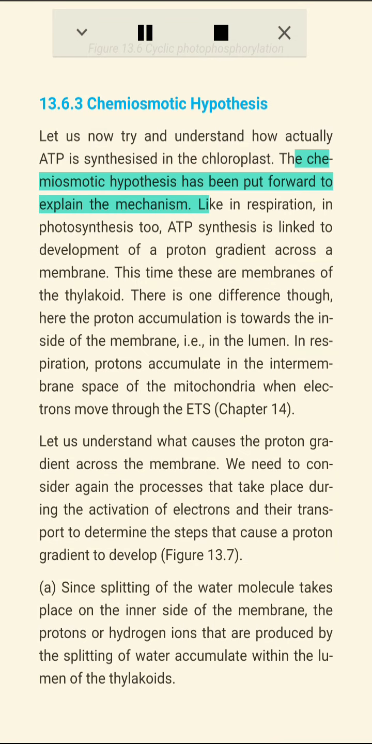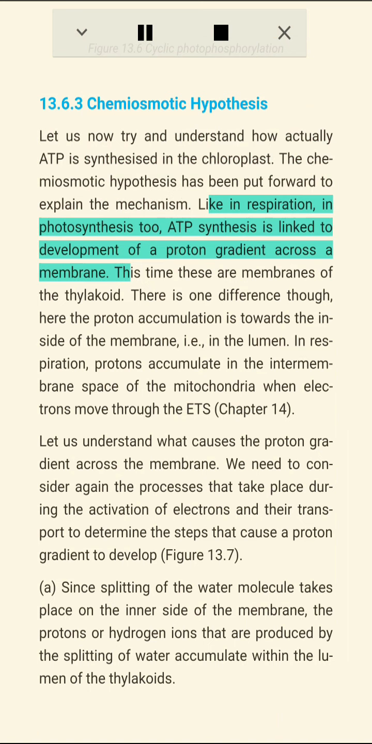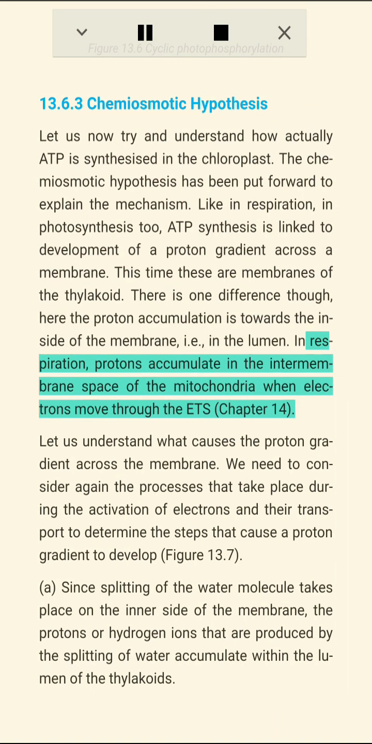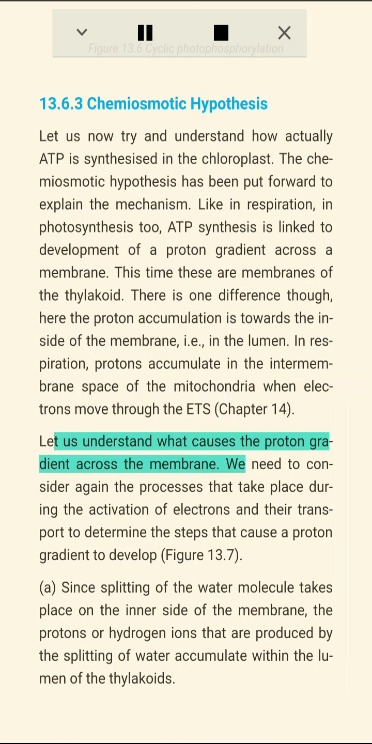13.6.3 Chemiosmotic Hypothesis. Let us now try and understand how actually ATP is synthesized in the chloroplast. The chemiosmotic hypothesis has been put forward to explain the mechanism. Like in respiration, in photosynthesis too, ATP synthesis is linked to development of a proton gradient across a membrane. This time these are membranes of the thylakoid. There is one difference though, here the proton accumulation is towards the inside of the membrane, i.e., in the lumen. In respiration, protons accumulate in the intermembrane space of the mitochondria when electrons move through the ETS, chapter 14.